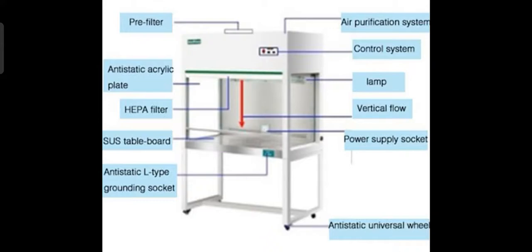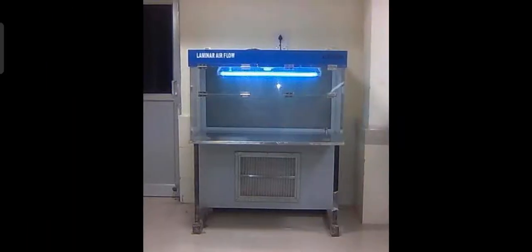Here you can see the air purification system and control system, which will be provided with switches to control the functions. Inside the chamber you can see the lamp, vertical airflow, power supply socket, HEPA filters, and a working table. This is the picture of a laminar airflow hood used in the laboratory. We have horizontal and vertical types of laminar chambers.